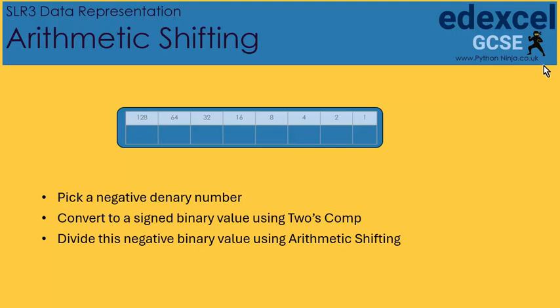So what we did with this last question was actually a really good way to revise, and I really recommend it. You can really save time and speed things up if you get really familiar with this. So if you pick a negative denary number and then you convert it to a negative binary number using 2's complement, and remember to do that, you basically just work out the positive binary value, and then you flip all the bits. So if it's a 1, it's a 0, and if it's a 0, it's a 1, and then you add 1, and that will give you the negative binary value for that denary number.